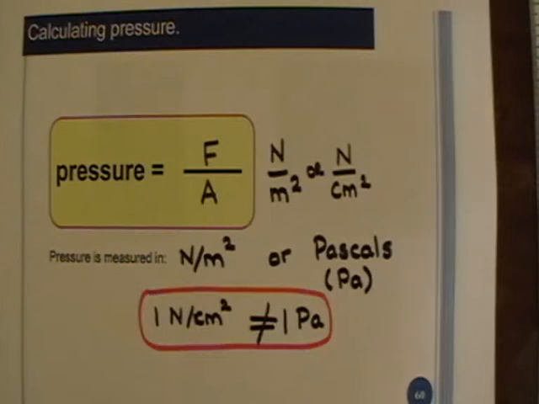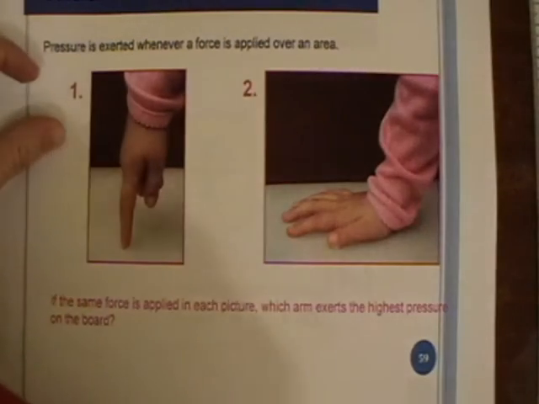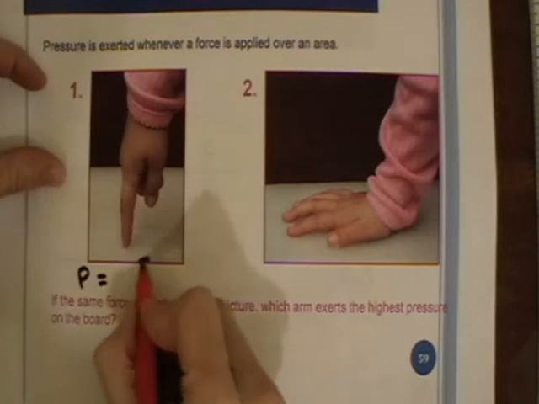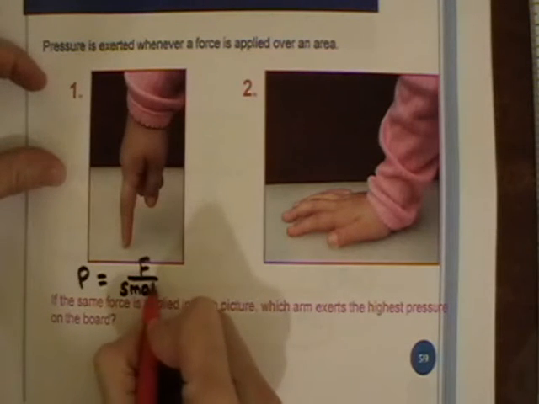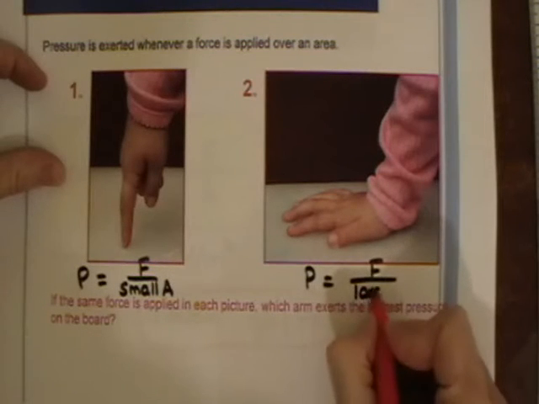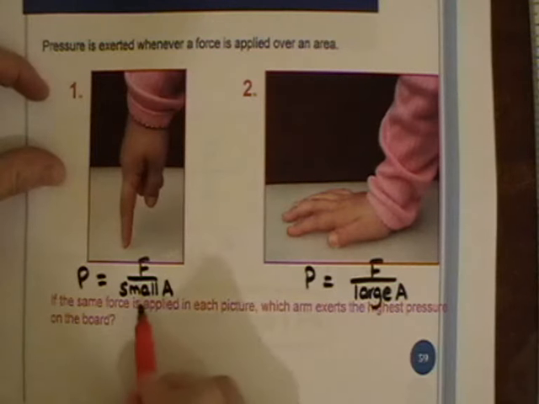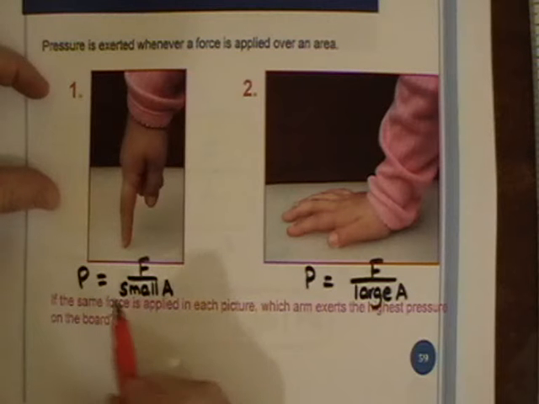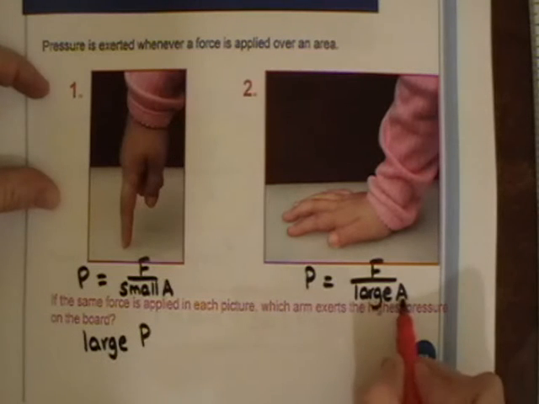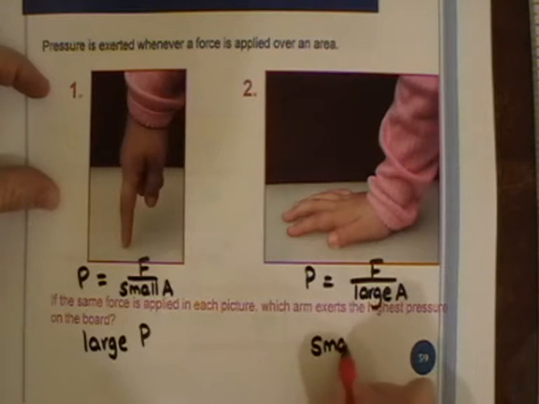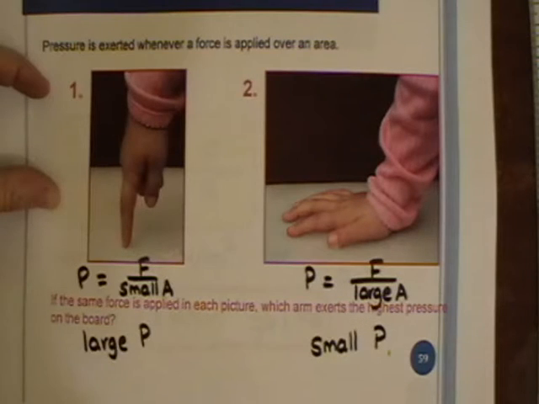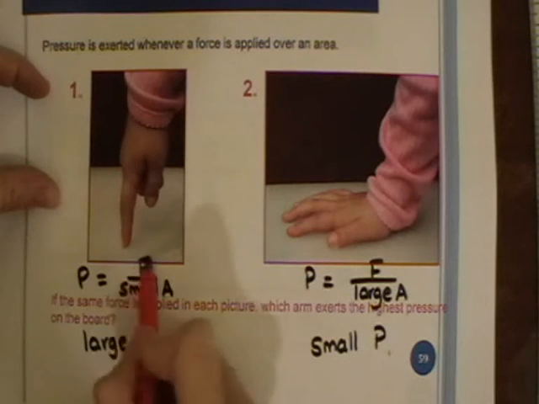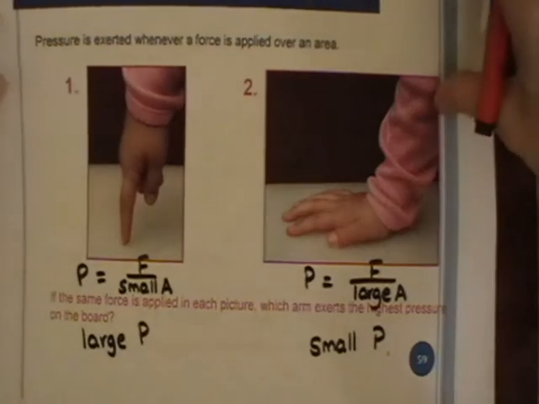So if I go back to this picture of the child again, you can see that she's applying the same force in each case, but this is over a small area and this one is over a large area. So if you divide by a small number, you get a big answer, and if you divide by a big number, you get a small answer. And so the answer is that the child with her finger pressing down onto the surface is actually applying the highest pressure.